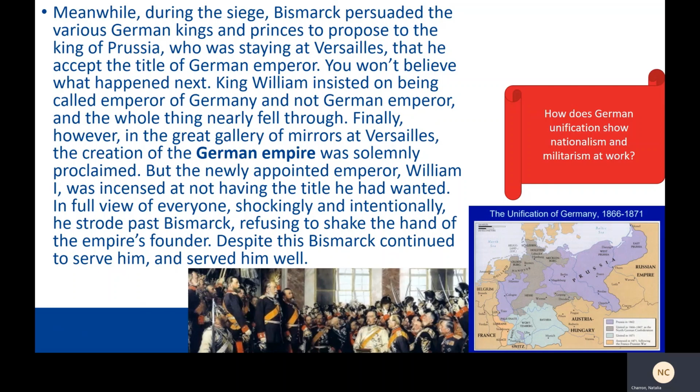Finally, however, in the great gallery of mirrors at Versailles, the old palace of French kings, the creation of the German Empire was solemnly proclaimed. But the newly appointed emperor, William I, was incensed at not having the title he had wanted. In full view of everyone, shockingly and intentionally, he strode past Bismarck, refusing to shake the hand of the empire's founder. Despite this, Bismarck continued to serve him, and served him well.